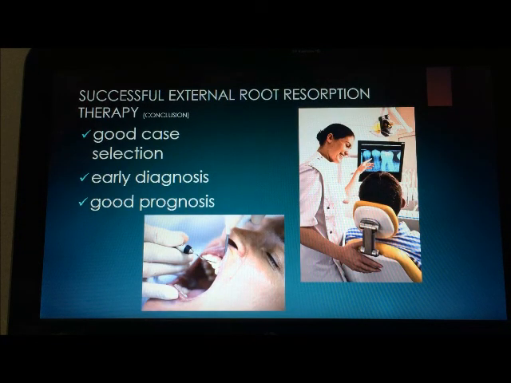So in conclusion, the successful external root resorption therapy has to have a good case selection, early diagnosis, and good prognosis. The case was excellent in selection because the patient is geriatric, and due to her advancing age, she has many health problems, which gave a really good prognosis for her to undergo treatment.